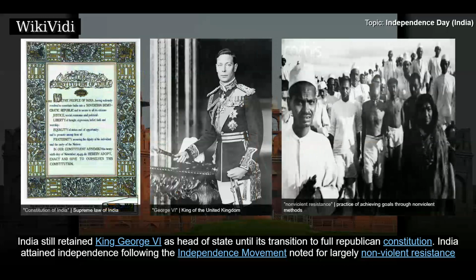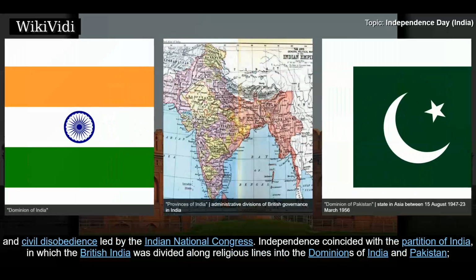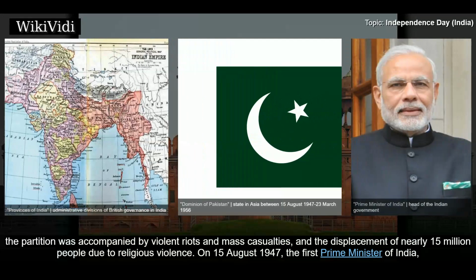India attained independence following the independence movement noted for largely non-violent resistance and civil disobedience led by the Indian National Congress. Independence coincided with the partition of India, in which the British India was divided along religious lines into the dominions of India and Pakistan. The partition was accompanied by violent riots and mass casualties, and the displacement of nearly 15 million people due to religious violence.